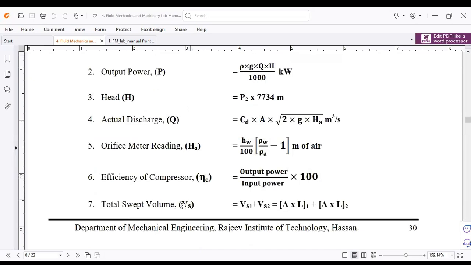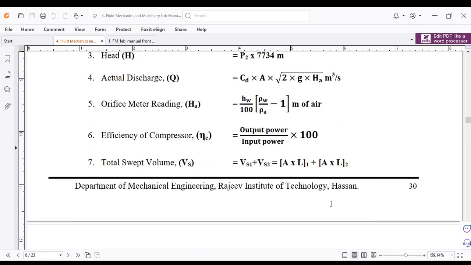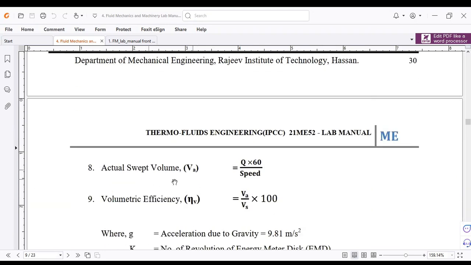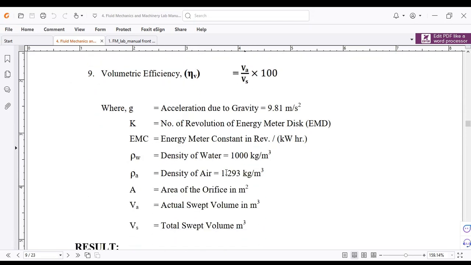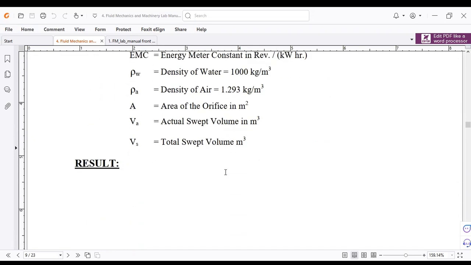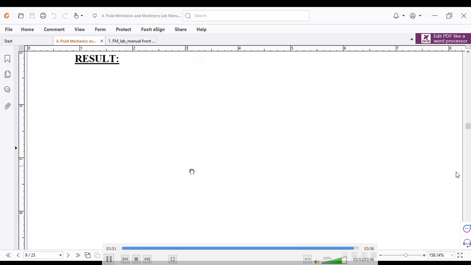Once you find the efficiency, the total swept volume is very simple. That is Vs1 plus Vs2: area of the first cylinder into stroke plus area of the second cylinder into stroke. You will get the total swept volume. Actual swept volume means the discharge into 60 divided by speed. If you take the ratio of actual swept volume divided by the theoretical swept volume, you will get the volumetric efficiency. So this is the calculation part of the air compressor. Thank you.